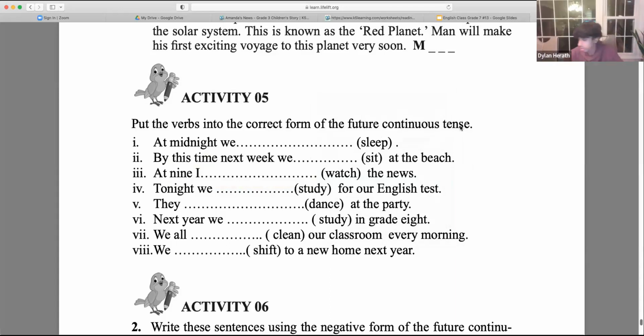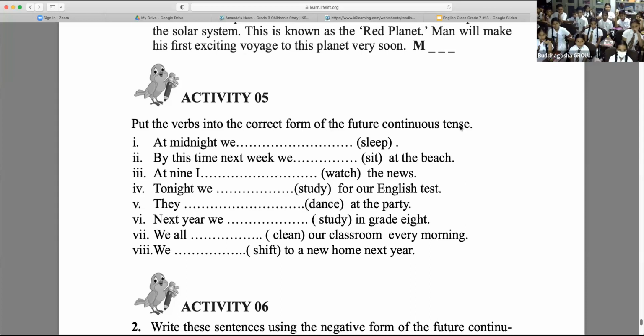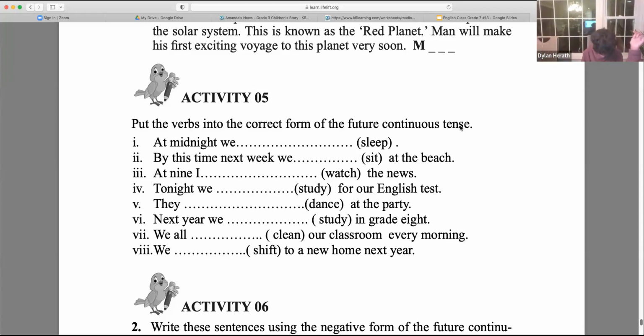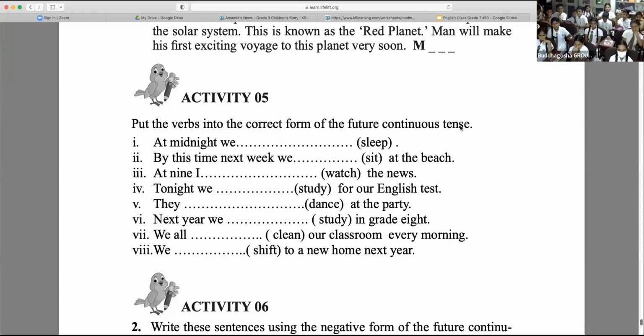So how about the first one? At midnight we blank. So think about, remember future tense. What was future tense? So what did we just do? Can anyone give the answer? So at midnight we, say it again. Will be sleeping. Yes, we will sleep. Excellent.